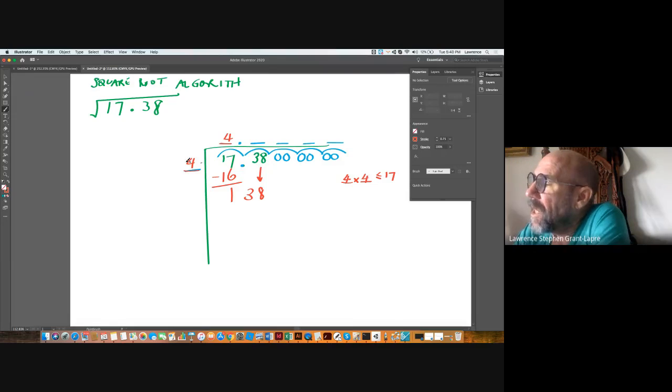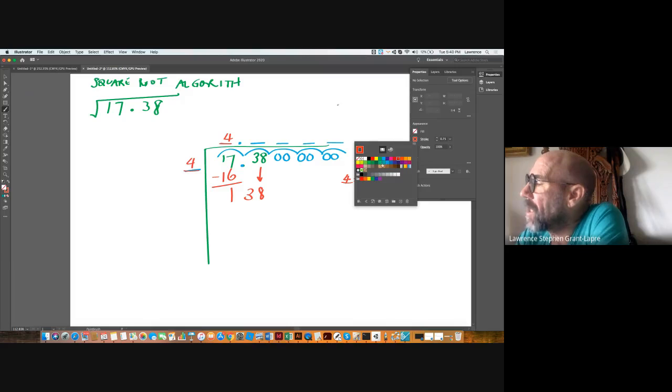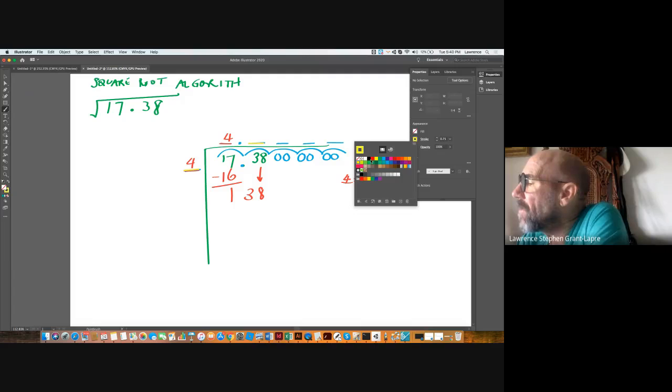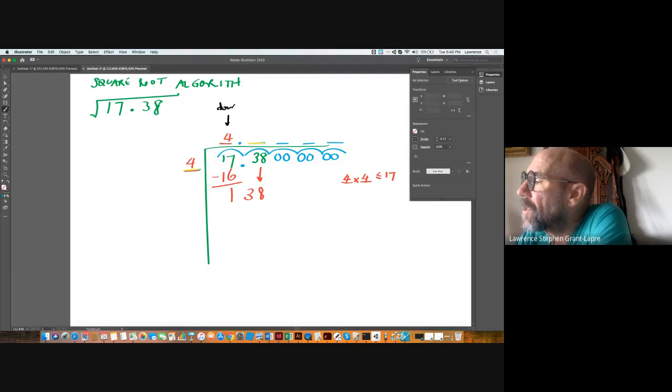And now we start again. I'm going to change the color just for the second number. Let's go yellow. Now, what we're going to do here is say, actually, I'm not ready. I've got to double the top number. Let's double the top number. Double 4 is 8. Okay, so I'm going to put 8. The thing is 80 something times something. All right, so 80 something times something has got to be less than or equal to 138.